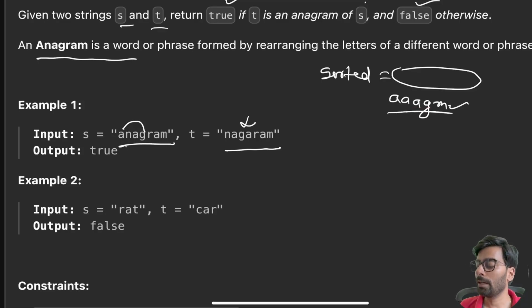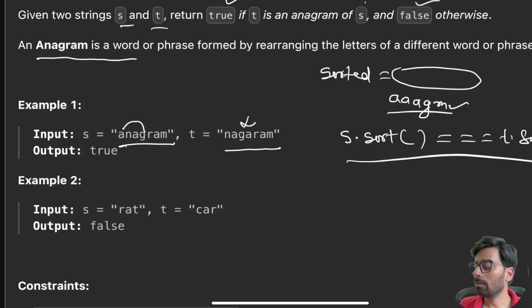We can compare if they are equal. So what we can do is S.sort. If that is equal to T.sort, then that means they are anagrams. If it is not, then S is not an anagram of T, or T is not an anagram of S. So that is one.